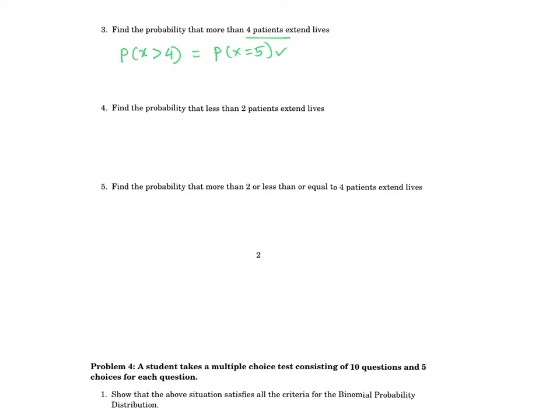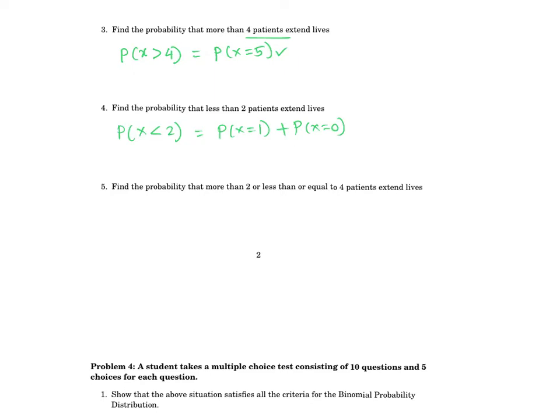Find the probability that less than 2 patients extend their lives. So you need to find the probability of x less than 2, which, by the way, is this: probability of x is equal to 1 plus probability of x is equal to 0. That's what it is. You need to find that.